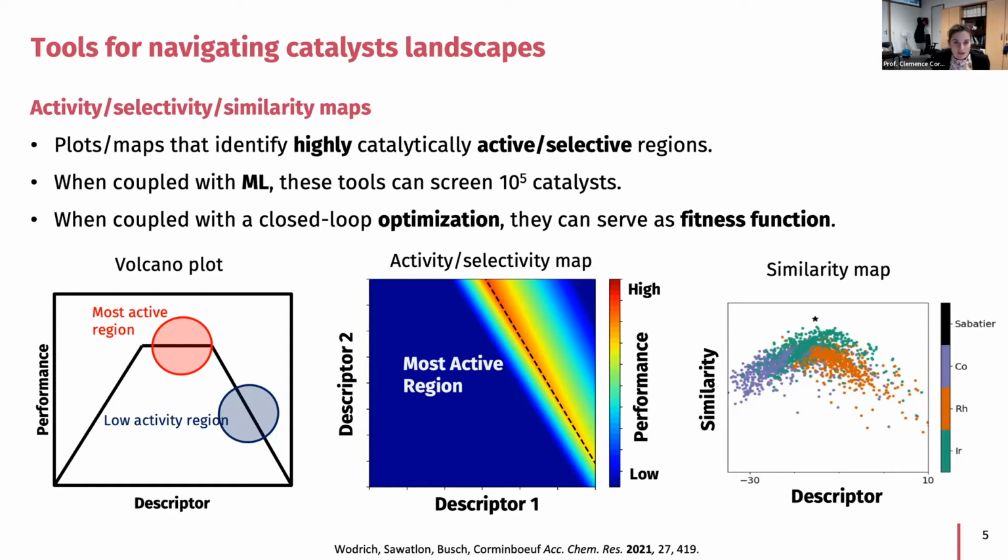What we like about it is that with just one plot and one or two descriptors, we can immediately identify, here in the middle, for instance, the region that shows high catalytic performance, depending on the criteria you have. These descriptors can then be coupled with a fast way to assess their value. And then we can put all this in a closed-loop optimization. So that's what I will discuss.